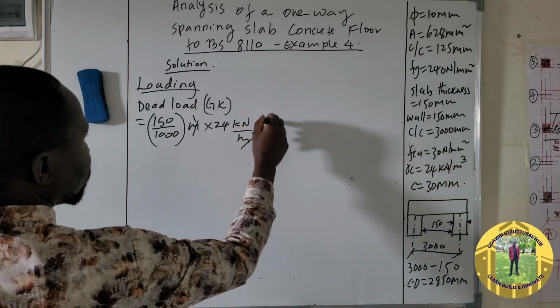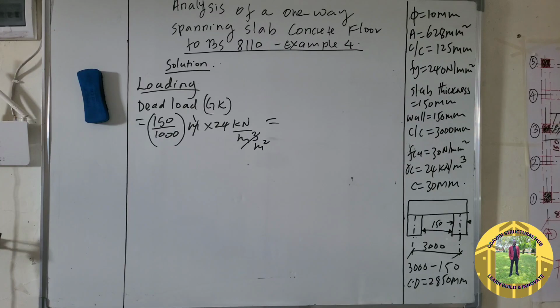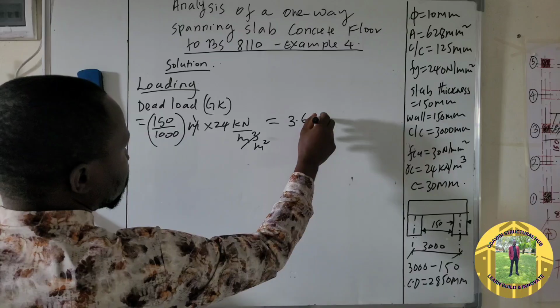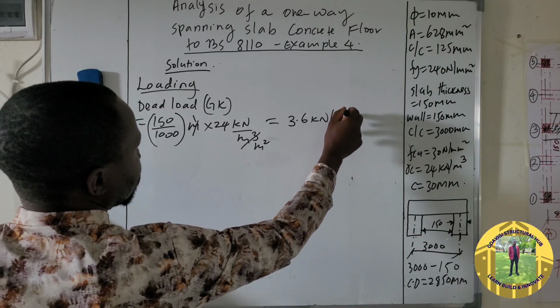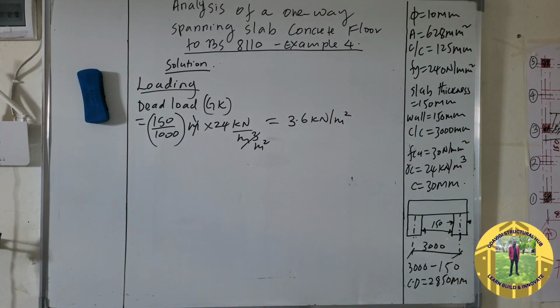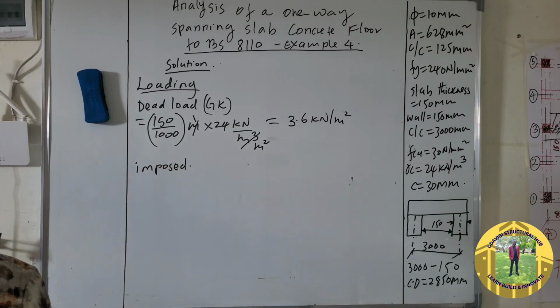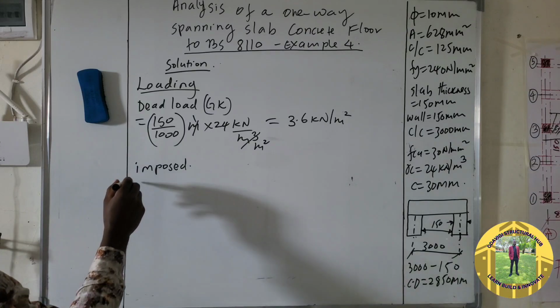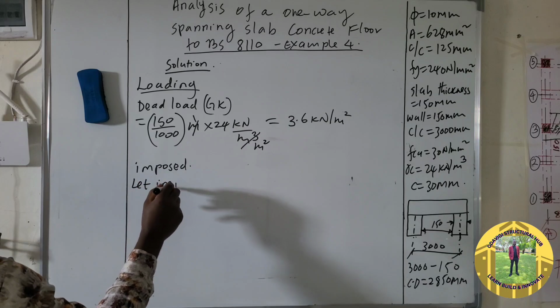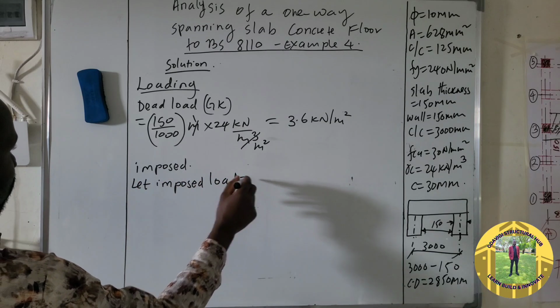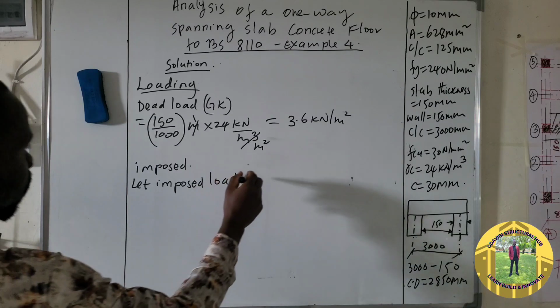So this one is equal to 3.6 kilonewton per meter square. Then the imposed load. So this is what we are looking for. So we'll say let imposed load be QK.